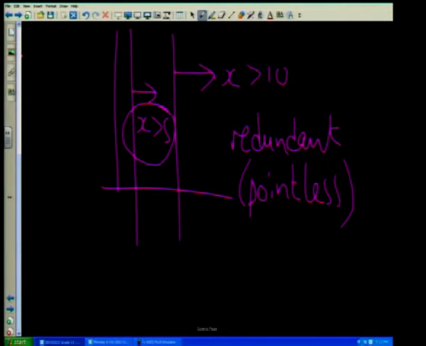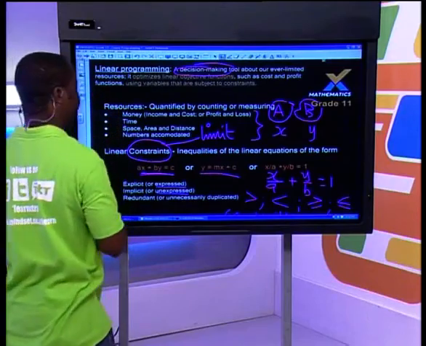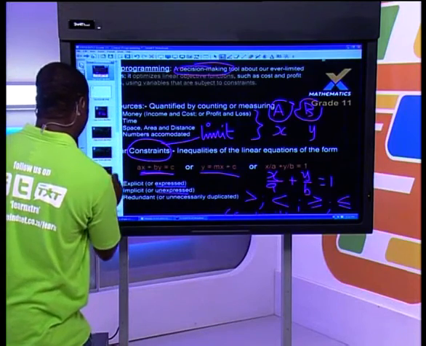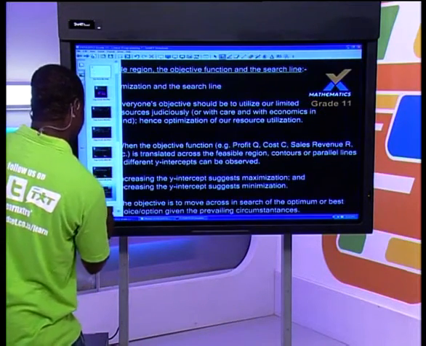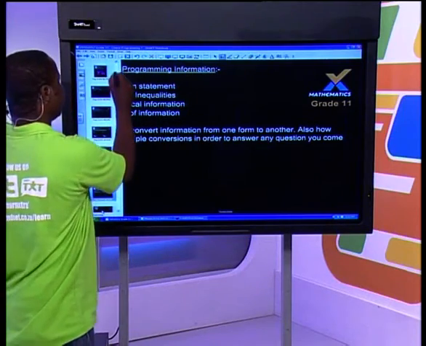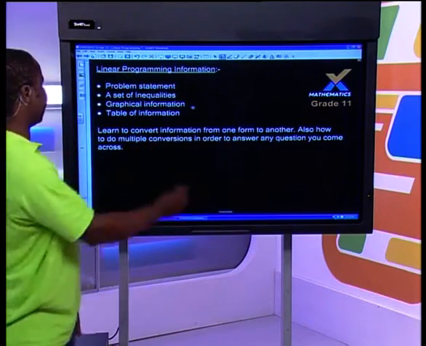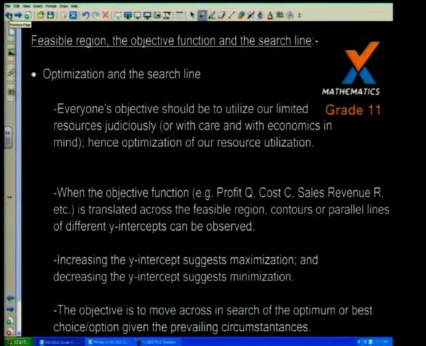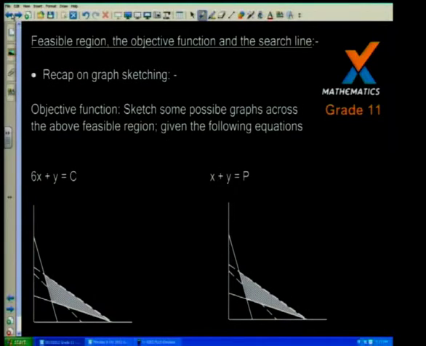All right. So if I move on to examples, let's go to the next. I did mention the type of information that we can have. Yes, I said you can be given a problem statement, a set of inequalities, graphical information, a table of information, and so on. So we are going to learn to convert each of this information from one form to the other. All right? Okay, one more.